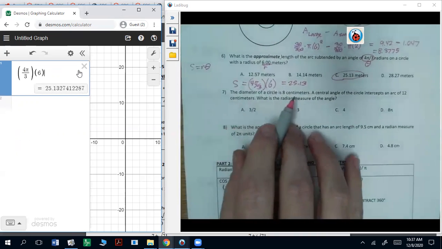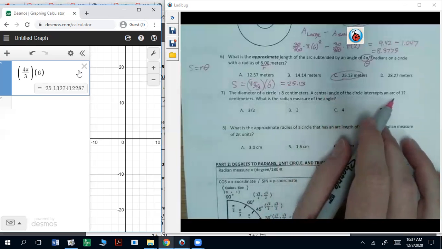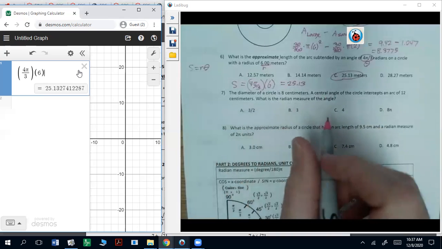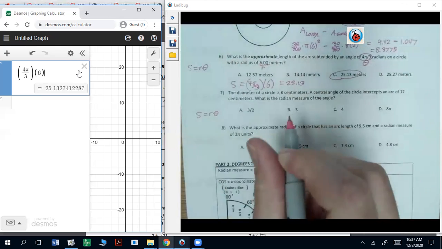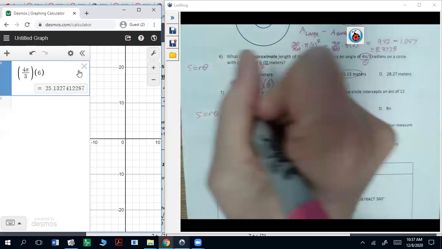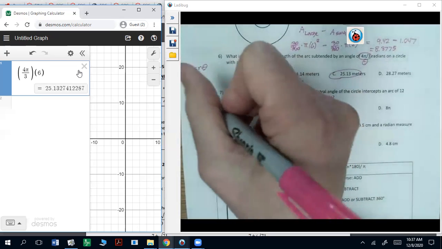7, the diameter of a circle is 8 centimeters. A central angle of the circle intercepts an arc of 12 centimeters. What's the radian measure? So same formula. This time, we're given the diameter. Remember, the diameter is twice the radius. So if your diameter is 8, your radius is going to be 4.